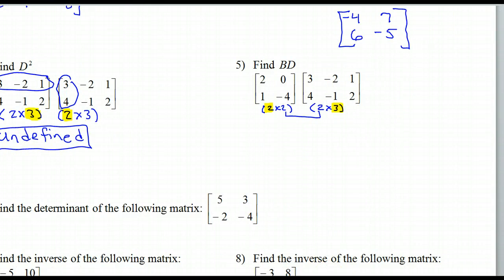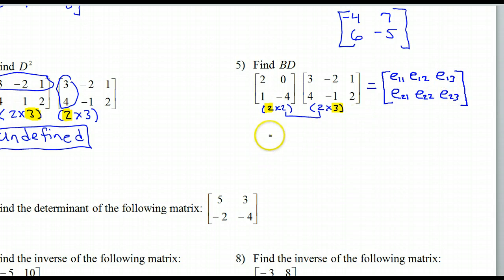So let's go ahead and set that up. Our answer should be in the shape of a 2 by 3 matrix, which means we are looking for element 1,1, element 1,2, element 1,3, and we are looking for element 2,1, element 2,2, and element 2,3. Let's find these elements one by one. Better leave some space.